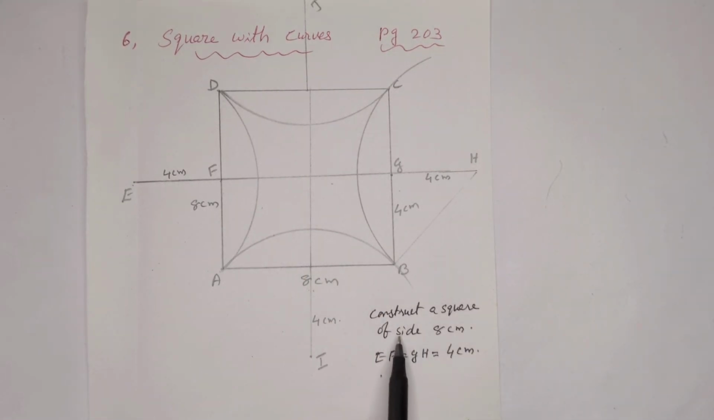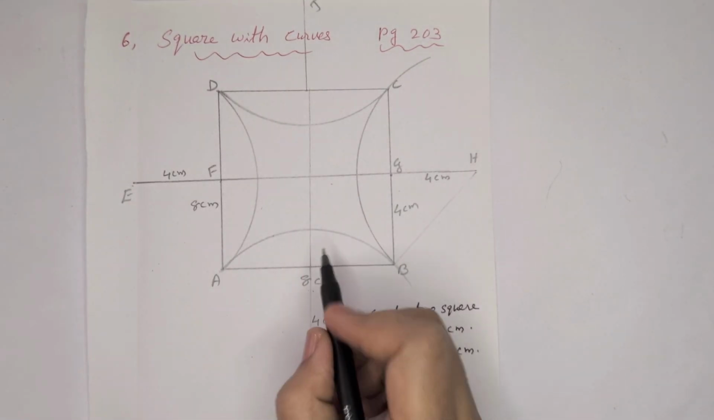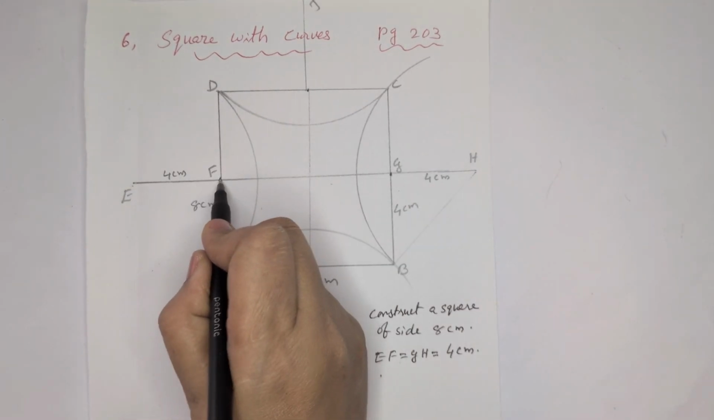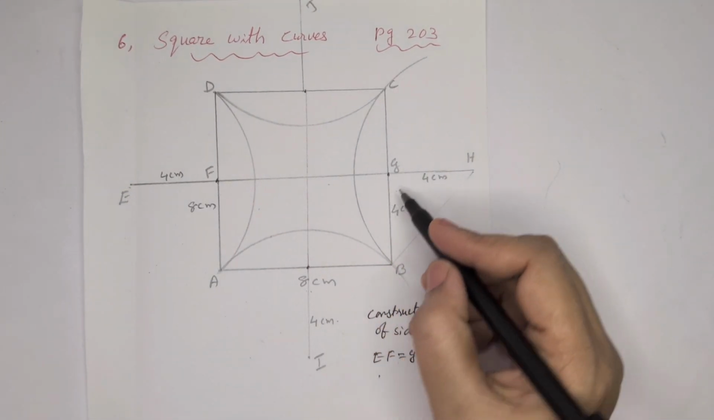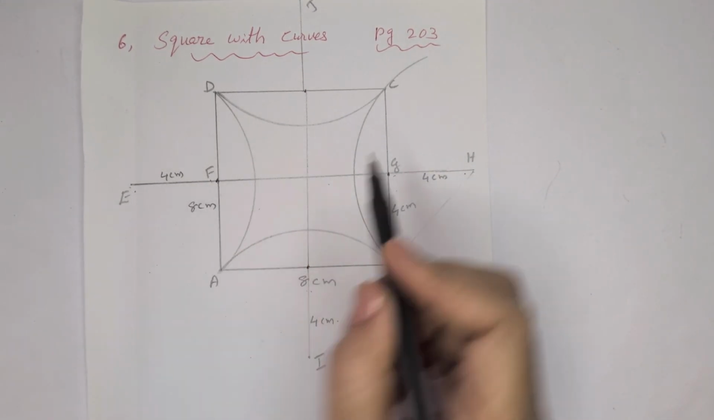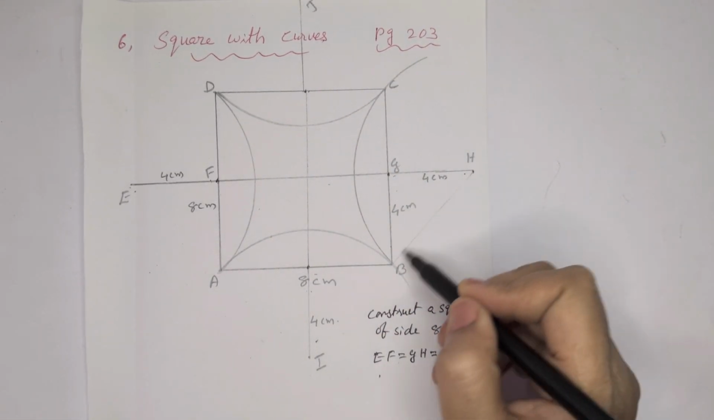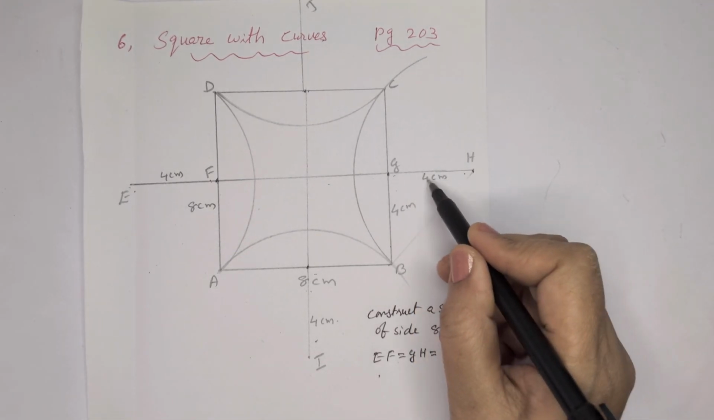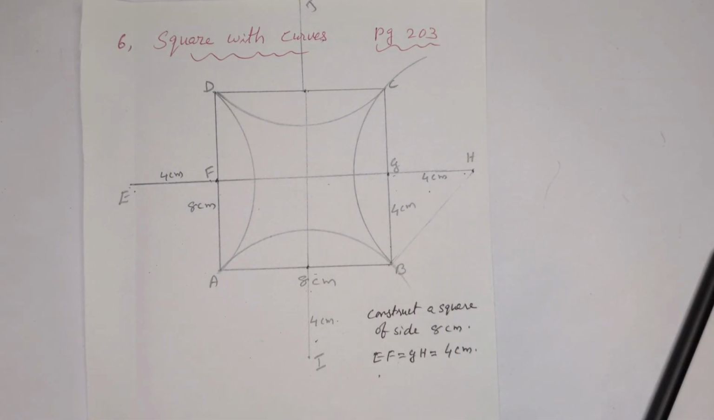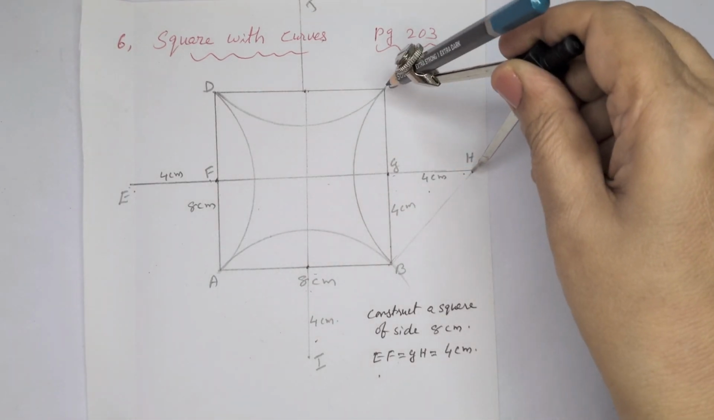Here first you have to construct a square of 8 centimeter. Then find the midpoint of all 4 sides and then extend 4 centimeter. Now this side is 4 centimeter. Extend 4 centimeter to right side, left side, top and bottom. All 4 sides we have to extend. Then take the hypotenuse of the right angle triangle we are getting, take that length in your compass, and with this point as the center, draw an arc.